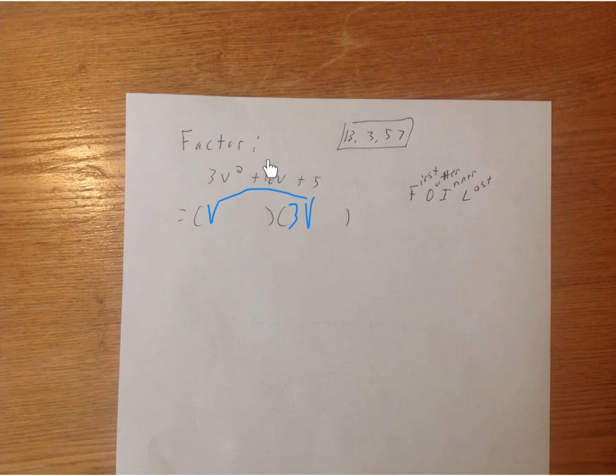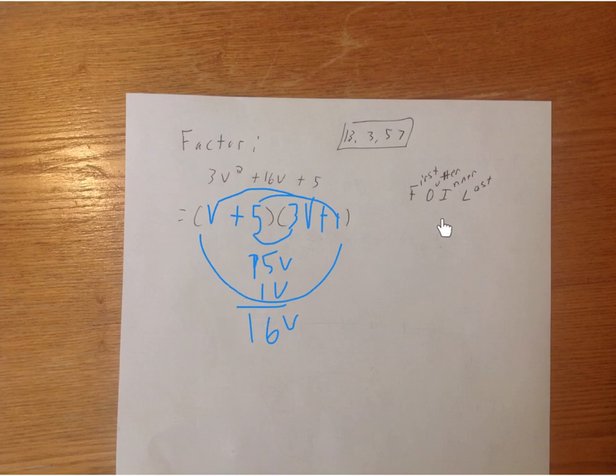Well, we need to get 16v out of this for the inner and the outer. So we really need the 5 here and the 1 here. If you're checking it, that would give you 15v there and 1v there, which would give you the 16v for the middle term, and then here that would be the last. So we're reversing the FOIL method.